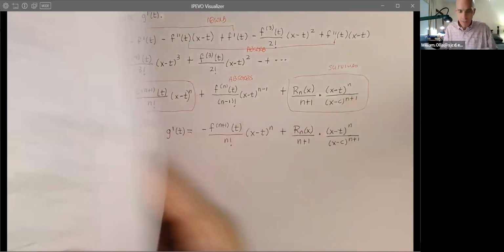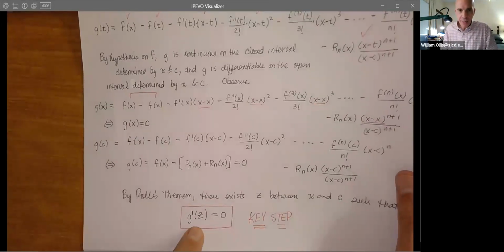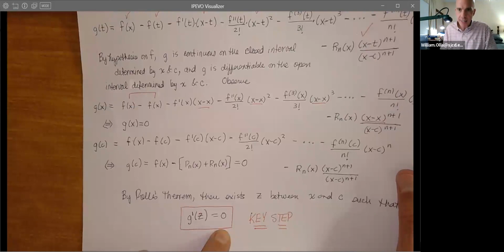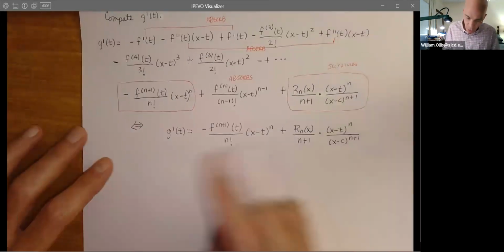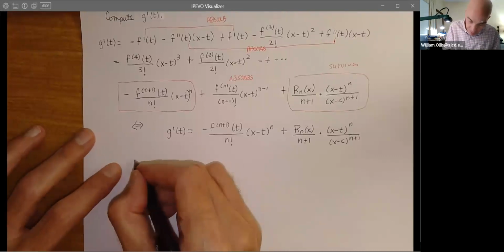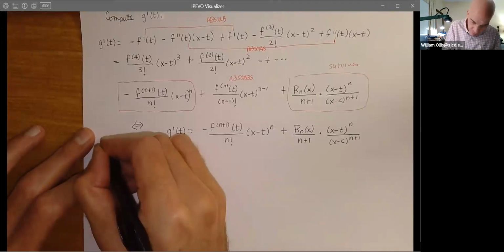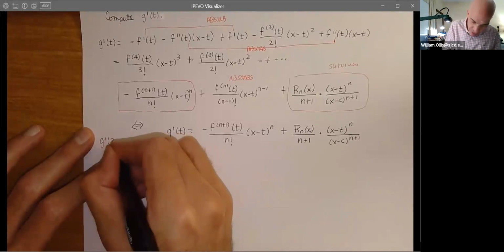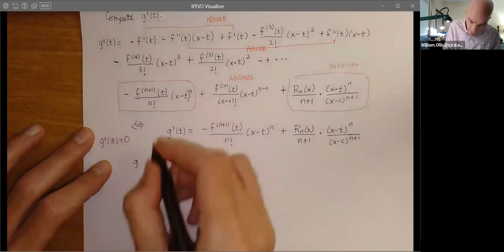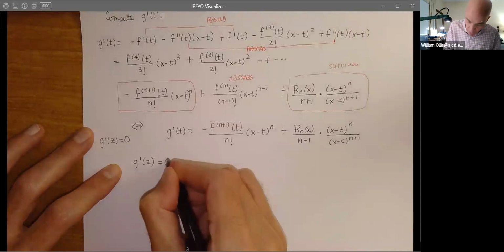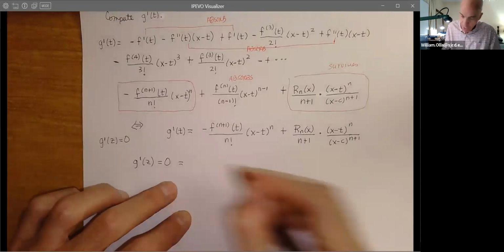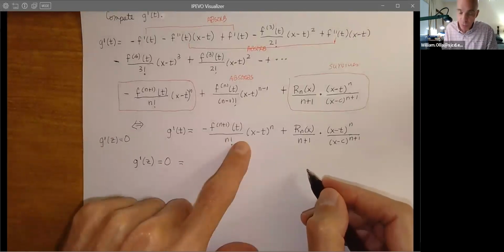Here's the z. So we evaluate g prime at z and set it equal to 0. And that will give us the formula for R. So now, well, g prime of z equals 0. So we have g prime of z equals 0. So let's replace, in this case, t with z.